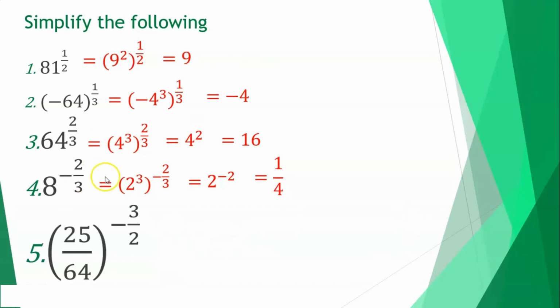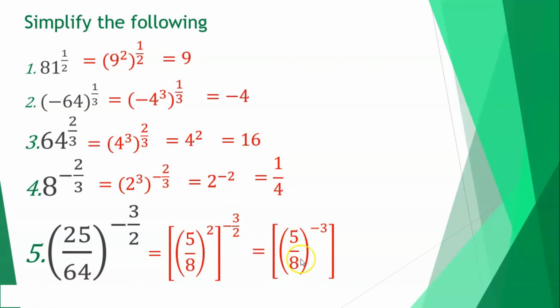Okay, this one. 25 over 64 to the power of negative 3 over 2. So take note, the denominator here is 2. So rewrite 25 over 64 such that the exponent will be 2. So with this, we can have 5 over 8 squared. Take note, 5 squared, that's still 25. And 8 squared, it's still 64. Then to the power of negative 3 over 2. So take note at this point, we can cancel 2 and 2.